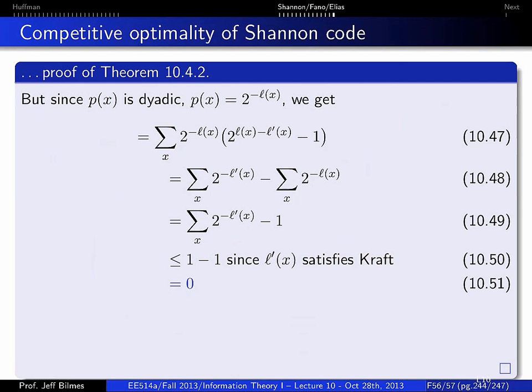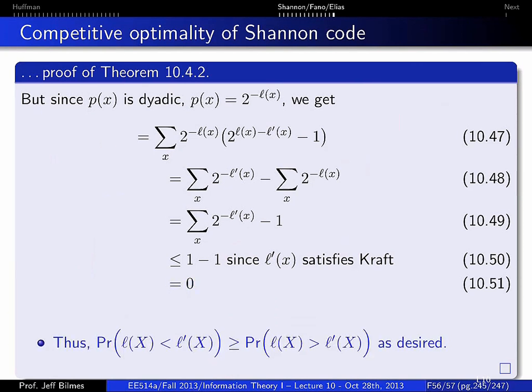Okay. So, therefore, we've got this nice result that shows that, in the dyadic case, it's more likely than not to have a shorter code word than a longer code word than any other, using the Shannon lengths. The Shannon lengths are more likely to be shorter than longer under the dyadic distribution. So Shannon and dyadic looks pretty good. Okay, so that's the end of Shannon, Fano, and Elias coding.